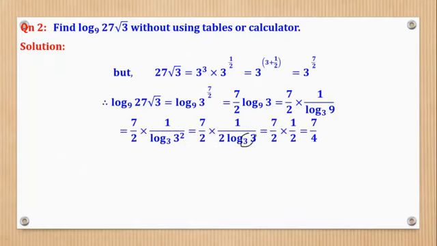Then rule number 5, this means the whole of this is 1. So I remain with only a half. Then a half times this will come up with 7 over 4.